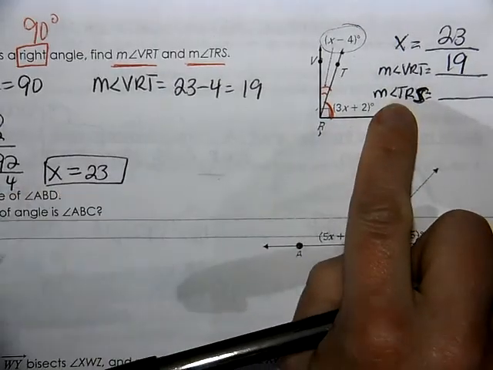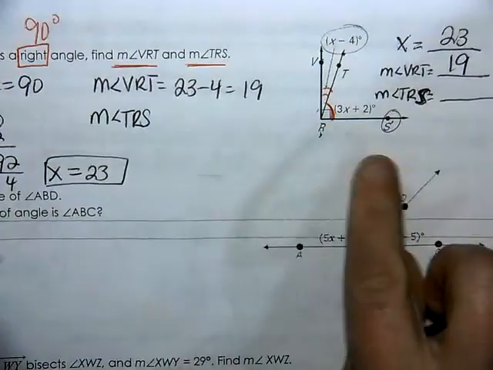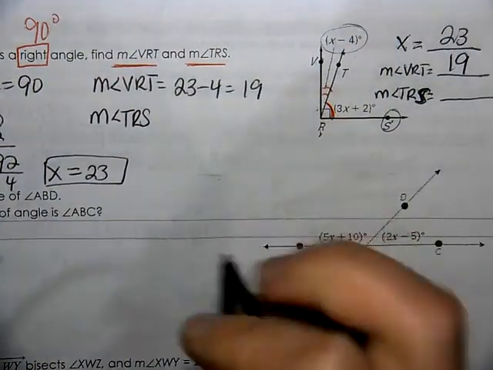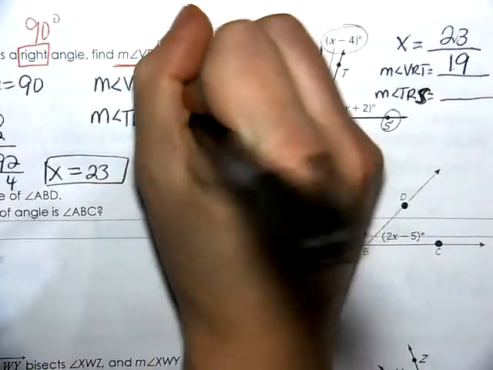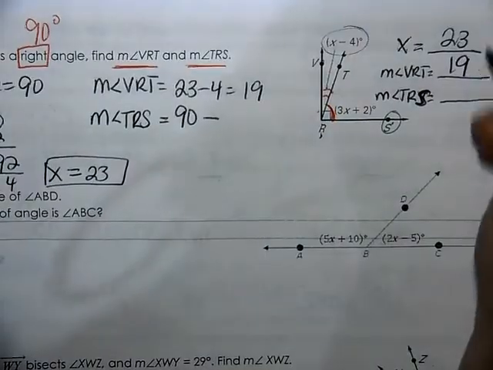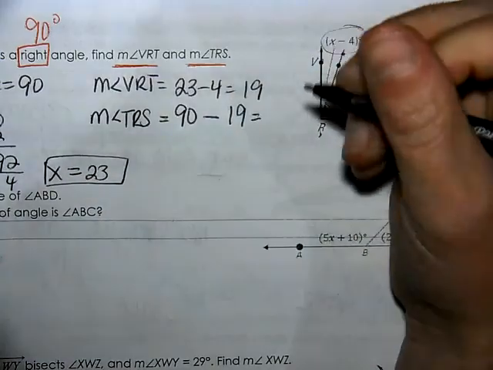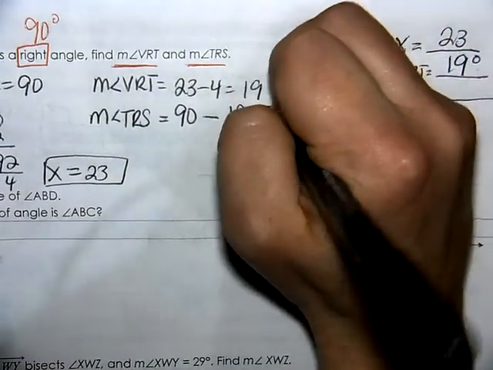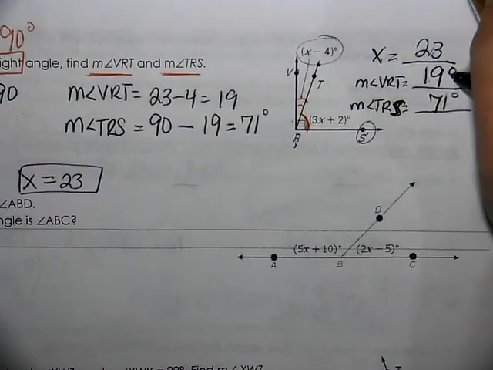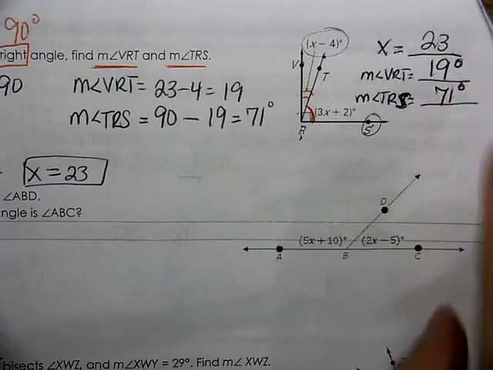To find the measure of angle TRS, you could plug 19 back into this original 3x plus 2, or what you could do is take the whole angle measure, which is 90 degrees, and subtract away what we just found, which is 19. So 90 minus 19 is equal to 71. So our answer is 71 degrees. And I forgot my degree symbol right here, but you have to remember that whenever you're dealing with angles, we need degree symbols.